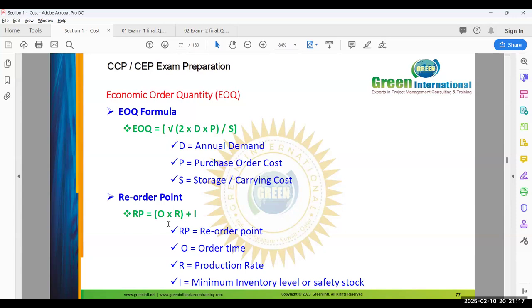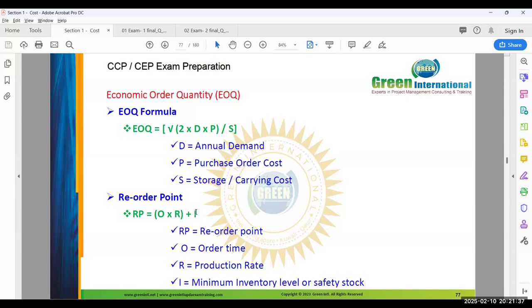What is the reorder point? Reorder point is the order time, like the lead time. If you place an order, how much time will it take to deliver the material. R is the production rate. So daily, how much is being consumed?